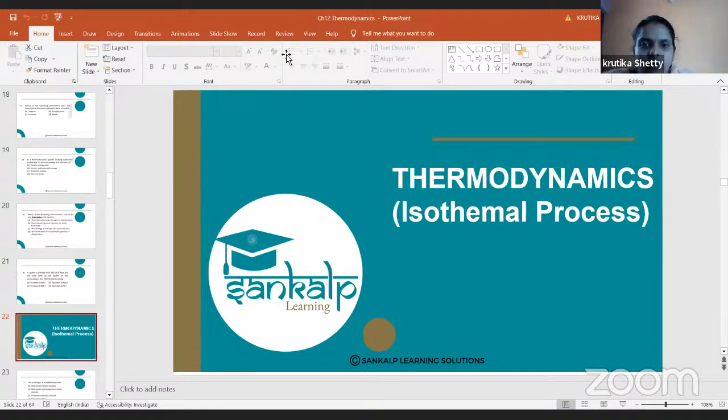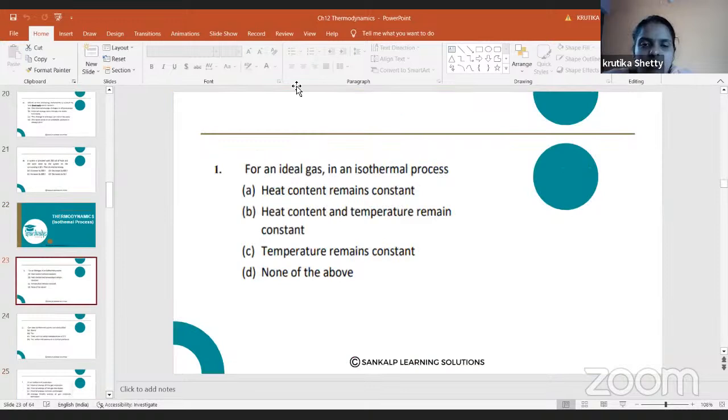I hope you are able to see this. Here we have the question answers. Mostly we get theory questions in thermodynamics. Here you can see the first question: for an ideal gas in an isothermal process, what happens? Heat content remains constant, heat content and temperature remain constant, temperature remains constant, or none of the above.